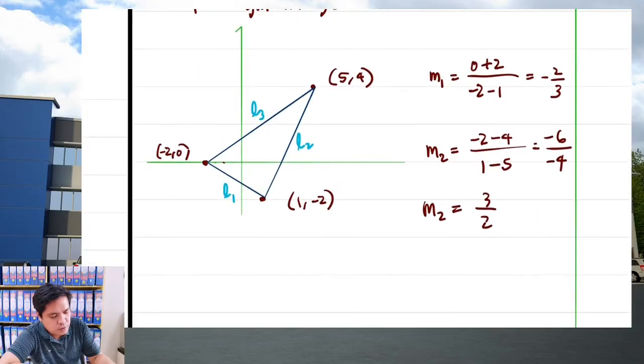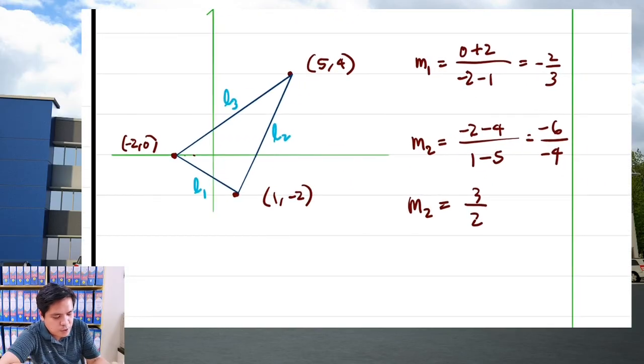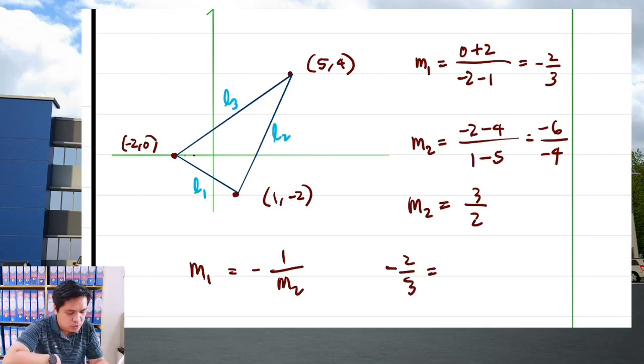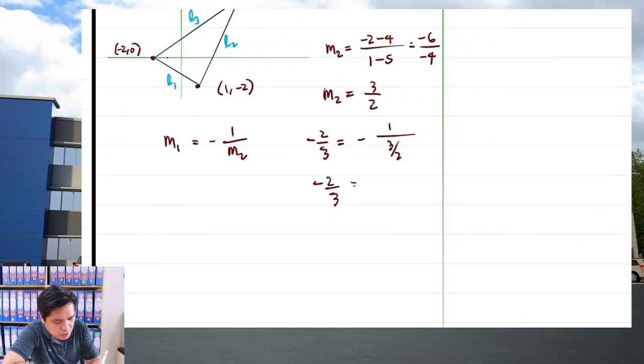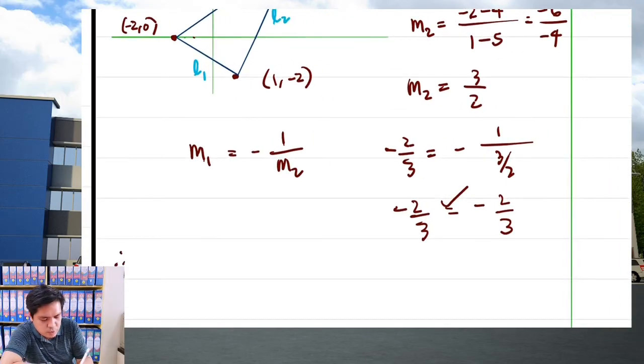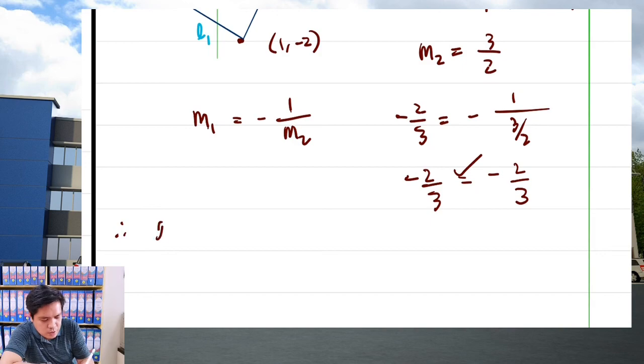Now, pwede tayo mag-stop. Because we have shown that the slope of line 1 is negative reciprocal to the slope of line 2. Diba? Ayan. So, M1 is equal to negative 1 over M2. Let us check. So, that's negative 2 thirds equal to negative 1 over 3 halves. So, negative 2 thirds is negative 2 thirds. Okay. So, therefore, we could say that line 1 and line 2 are perpendicular.